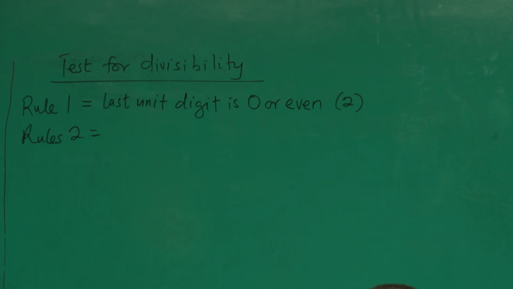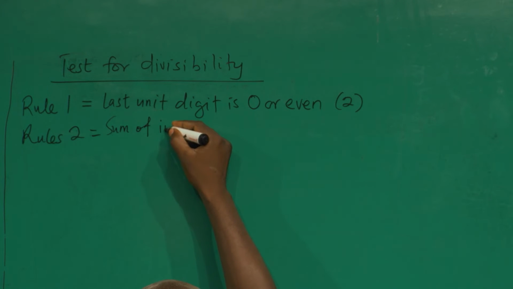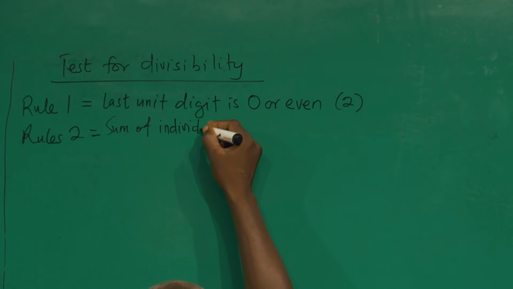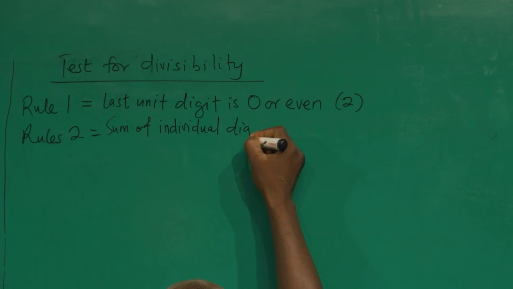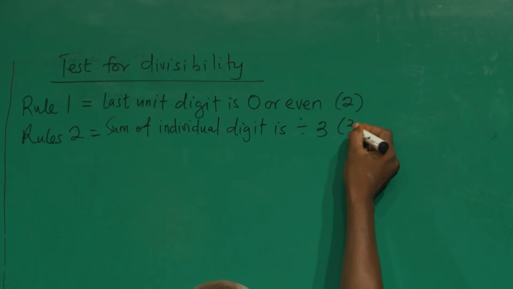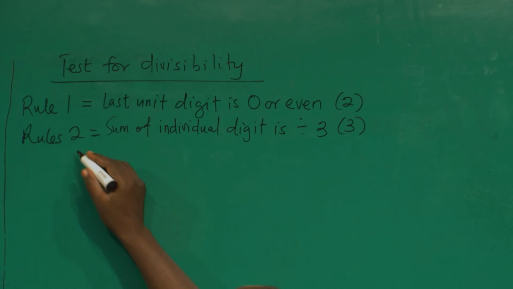Now for 3, they are saying that the sum of the individual digits should be divisible by 3. So the sum of the digits is divisible by 3. When we take an example, we'll see how it works. So don't worry, we just have to keep this in mind.